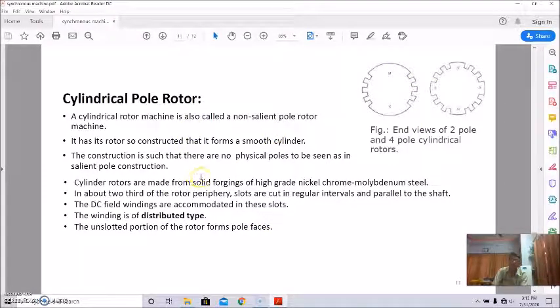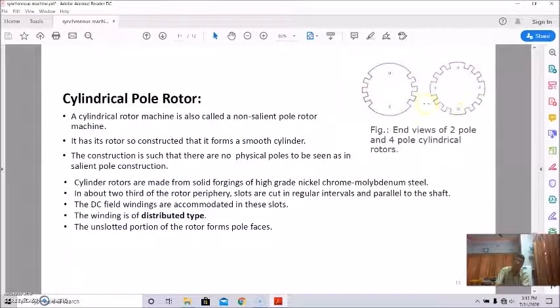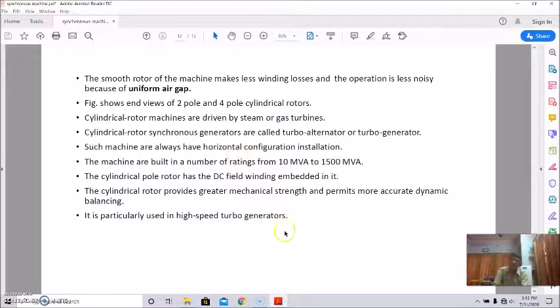This is about the cylindrical pole rotor. The smooth rotor of the machine gives less winding losses, and the operation is less noisy because of the uniform air gap. The end view of such a 2-pole and 4-pole machine rotor is shown here. Cylindrical rotor machines are driven by steam or gas turbines.